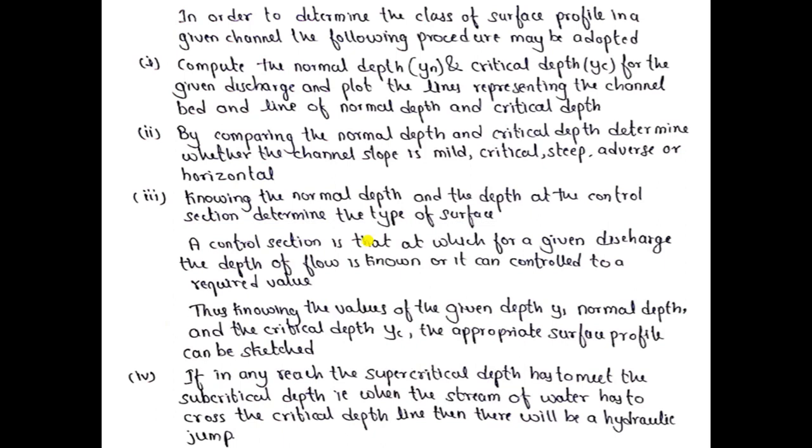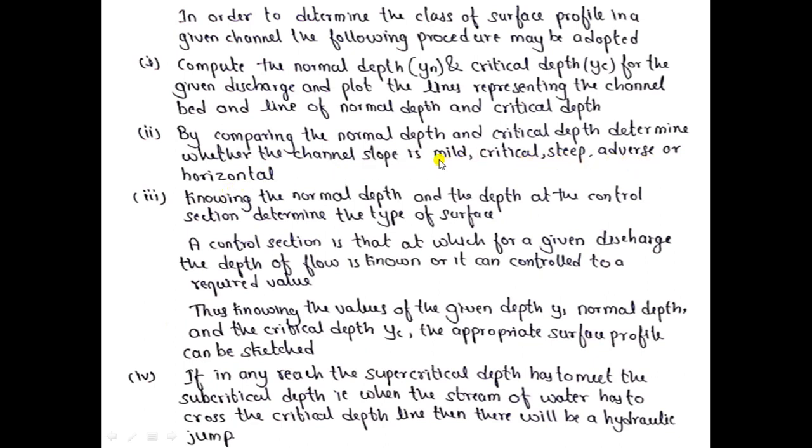Now, in order to determine the class of surface profile in a given channel, we need to adopt the following procedure. First, we need to compute the normal depth and critical depth for a given discharge, and once we compute them, plot the lines representing the channel bed and the line of normal depth and critical depth. Now, depending upon the relative position of normal depth and critical depth, we can determine the channel slope, whether it is mild, critical, steep, adverse or horizontal.